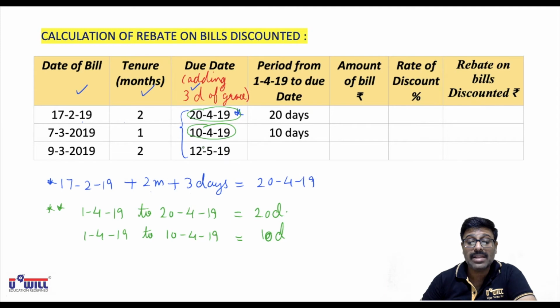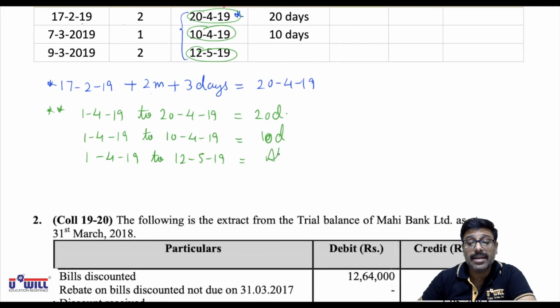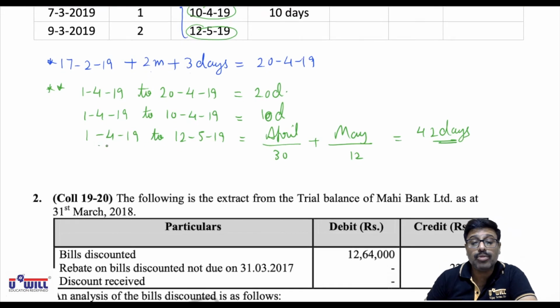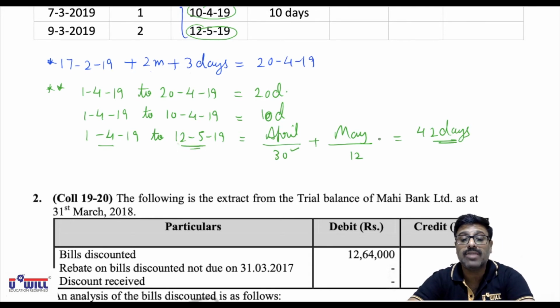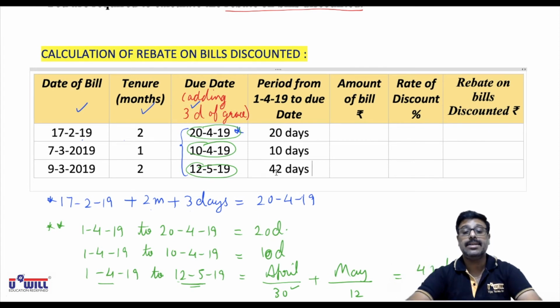And the last one is 12th May. So how will you find the period from 1st April 2019 to 12th May 2019? Here April completely, so 30 days of April, and 12th May means 12 days of May also, so 42 days. I repeat, how did we get these 42 days? 1st April to 12th May means the complete month of April of 30 days is included, and in May till 12th May, so 12 days of May. So 30 plus 12, 42 days is the period which belongs to next year.